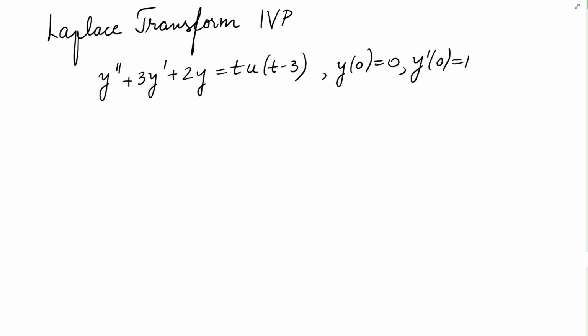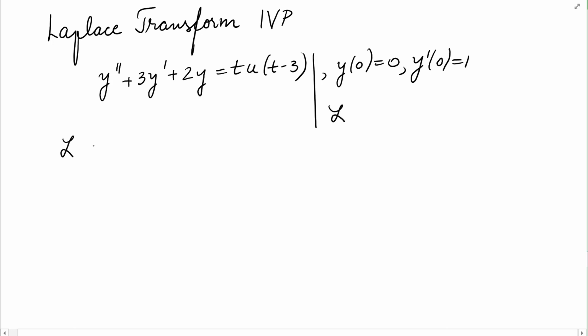In this video, I'm going to solve an initial value problem using Laplace transform. So the equation is y double prime plus 3y prime plus 2y equals t times unit step function of t minus 3, with the initial conditions y of 0 equals 0 and y prime of 0 equals 1. So the first step is to apply Laplace transform to both sides.